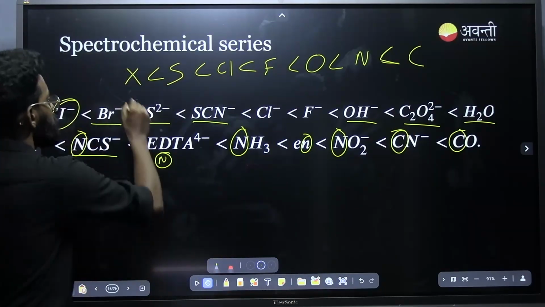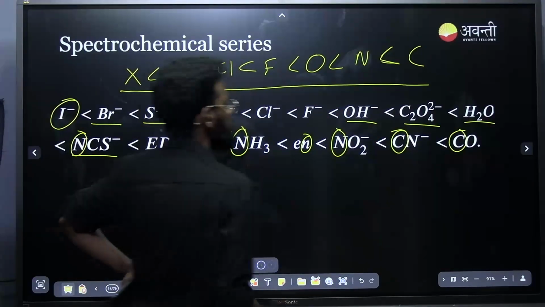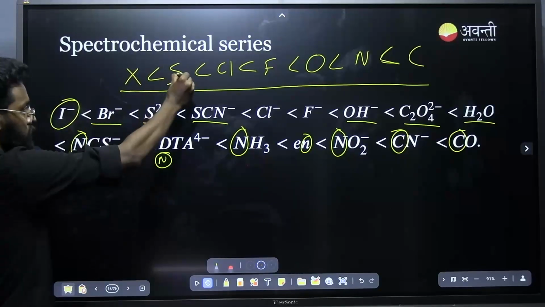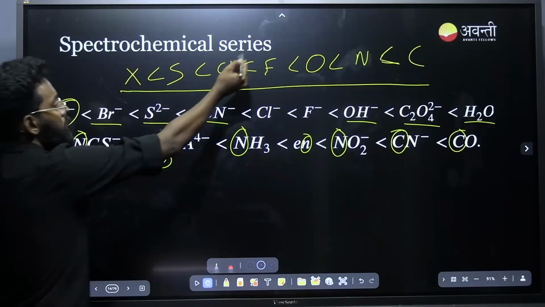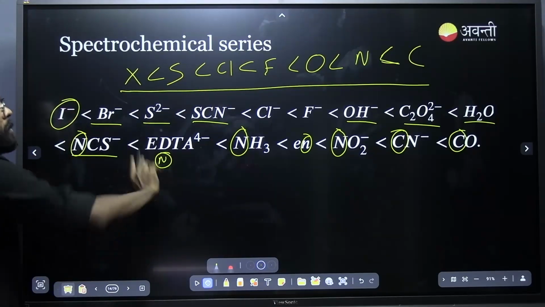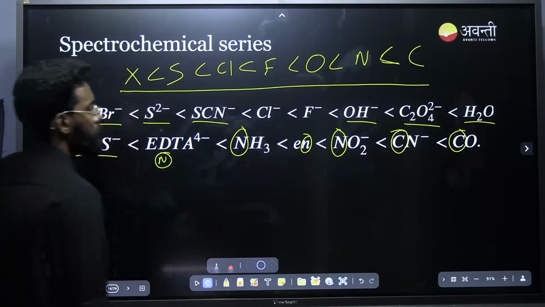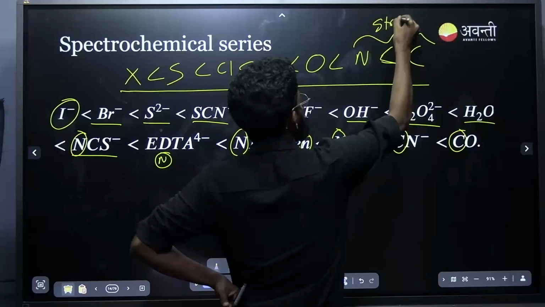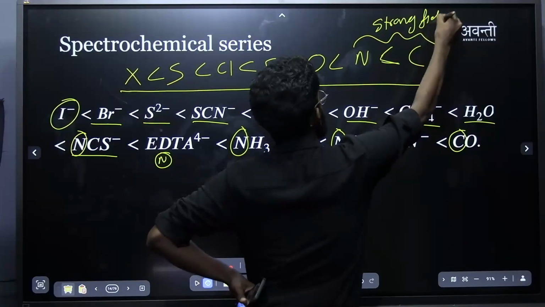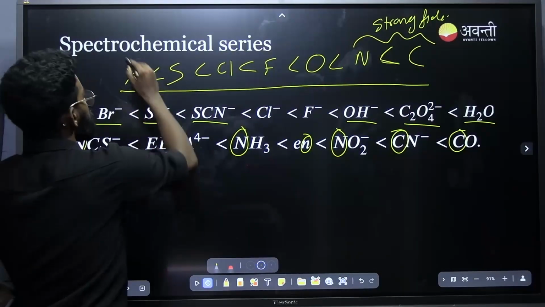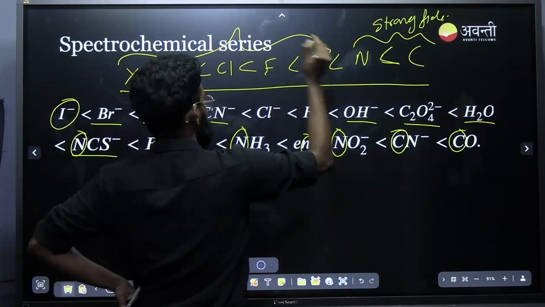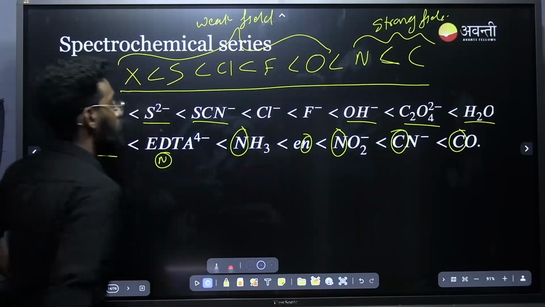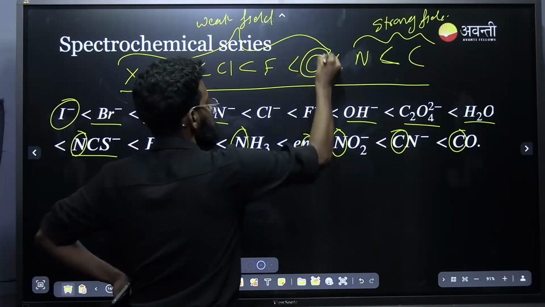This is the easiest trick that you can follow to understand the strength of the ligand. That is, first one is halogen, that is iodine and bromine, then sulfur. Halogen, then sulfur, then only chlorine and fluorine will be coming. Chlorine and fluorine is coming in between sulfur and oxygen donor. And then nitrogen, then carbon. These two are strong field ligand. Remaining all are weak field ligand. But here you can see oxygen is coming actually in the middle.